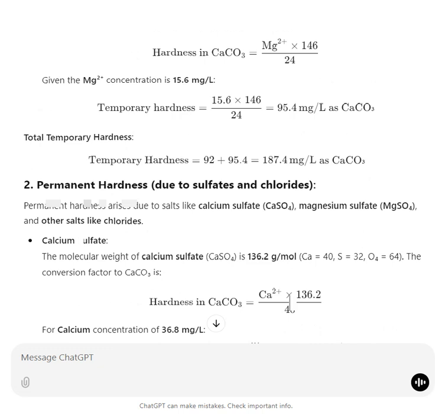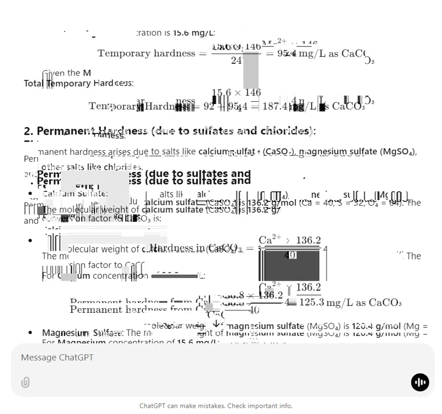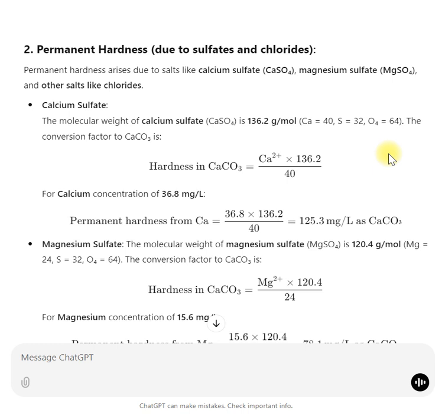2. Permanent hardness due to sulfates and chlorides. Permanent hardness arises due to salts like calcium sulfate, CaSO4, magnesium sulfate, MgSO4, and other salts like chlorides. Calcium sulfate. The molecular weight of calcium sulfate, CaSO4, is 136.2 grams per mole, Ca equals 40, SO4 equals 96. The conversion factor to CaCO3 is hardness in CaCO3 equals Ca2+ times 136.2 over 40. For a calcium concentration of 36.8 milligrams per liter, permanent hardness from Ca equals 36.8 times 136.2 over 40 equals 125.3 mg per liter as CaCO3.